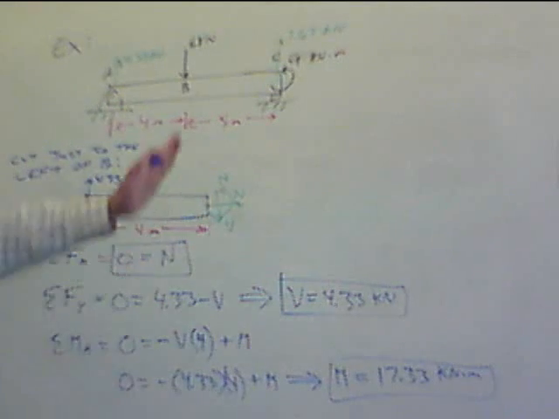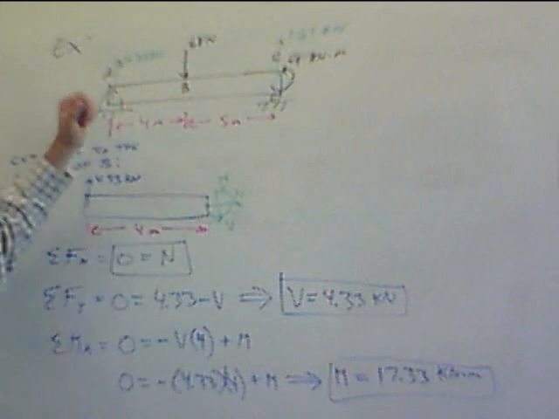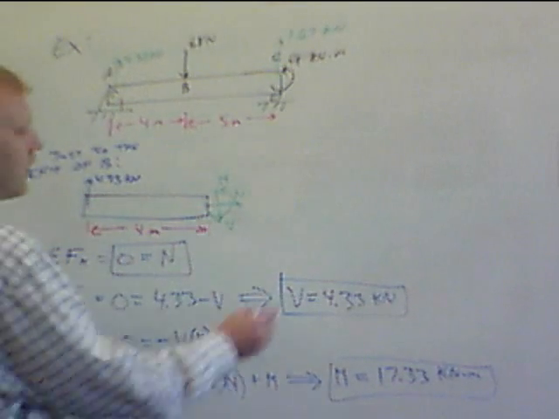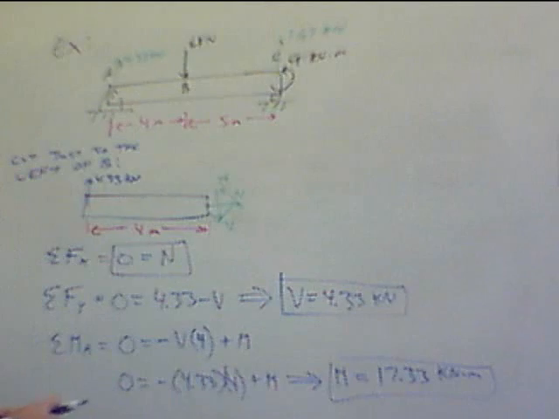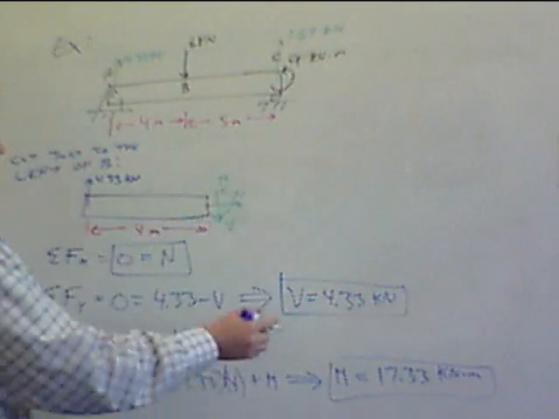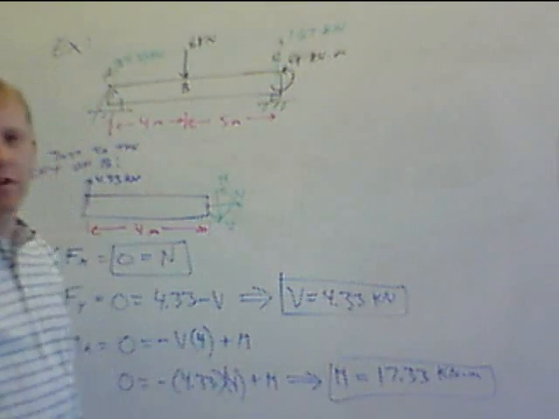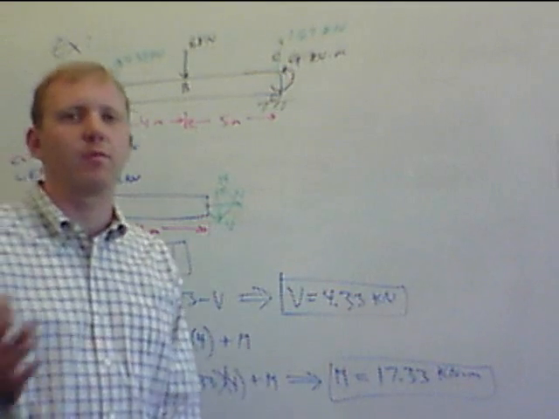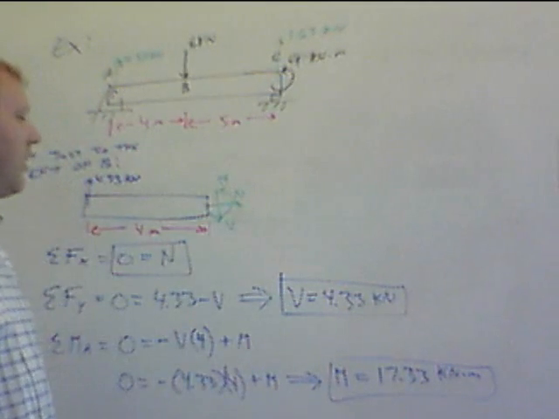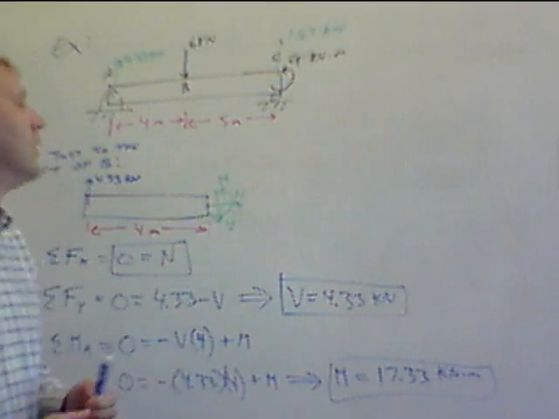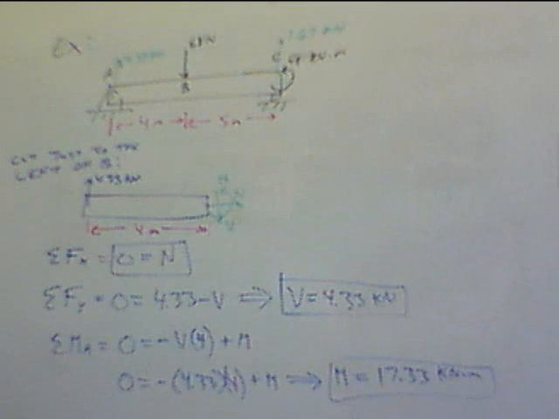So just to the left of B, we have no normal internal force, we have an internal shear force of 4.33 kilonewtons, and we have an internal moment, trying to make it bend, of 17.33 kilonewton meters. These internal forces are important because later on, in strength of materials, you have to decide whether these internal forces are enough to cause bending or breaking or deformation in our material. You will start seeing these again long term.